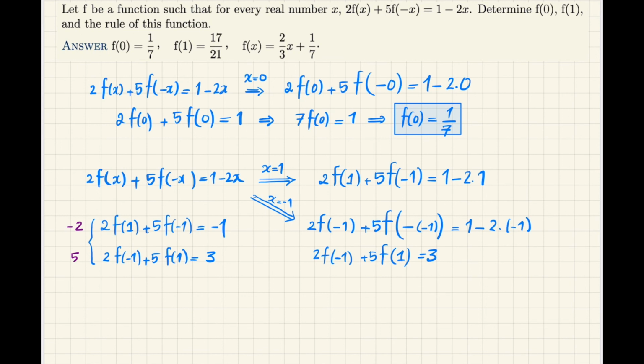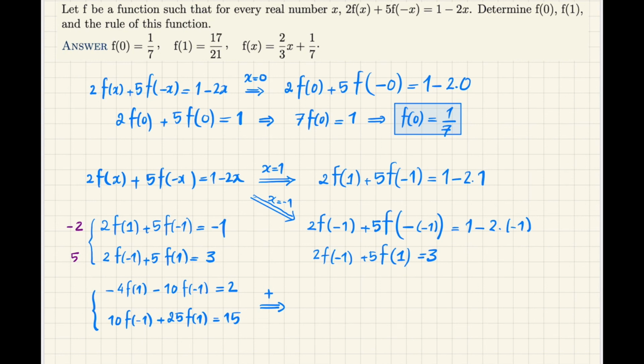This first equation becomes minus 4 f of 1 minus 10 f of minus 1. The right hand side becomes positive 2. If I multiply the second equation by 5, this becomes 10 f of minus 1, then plus 25 f of 1. On the right hand side I will have 15. Then what I do, I start adding these two together, side by side, yes?